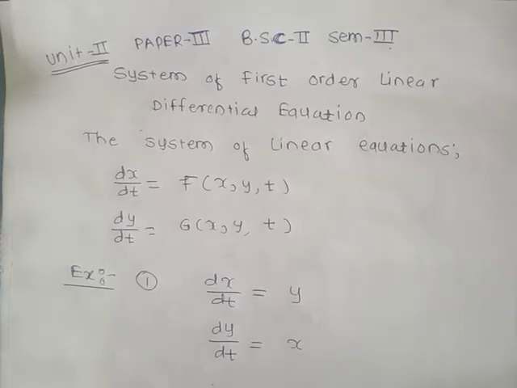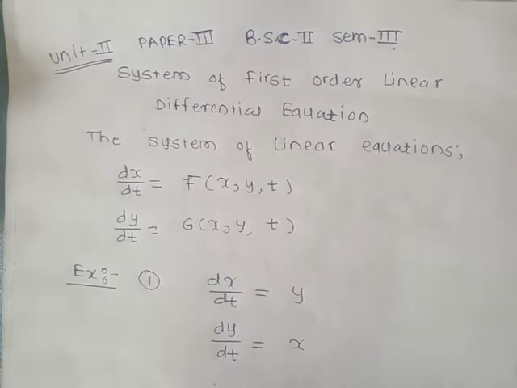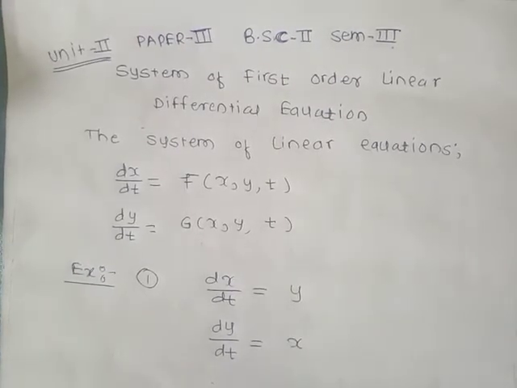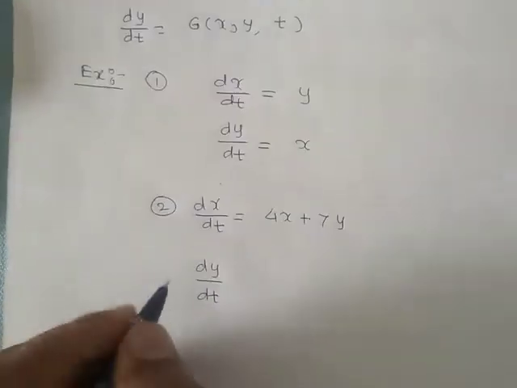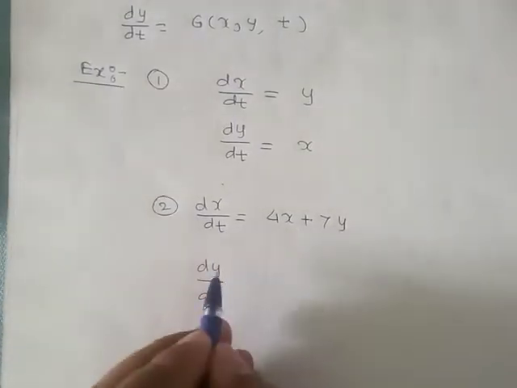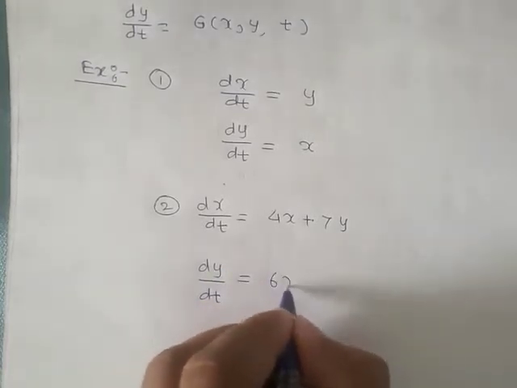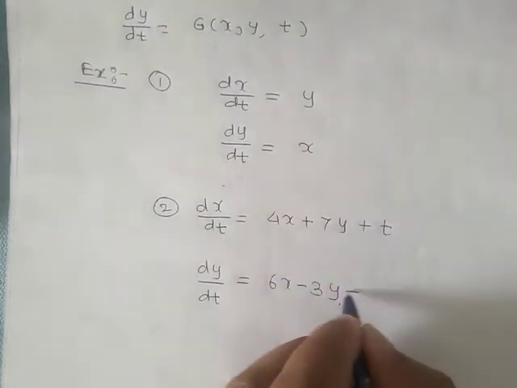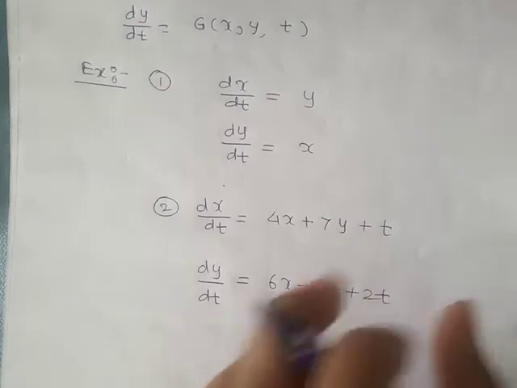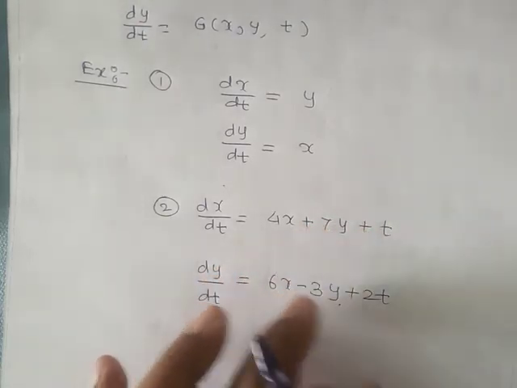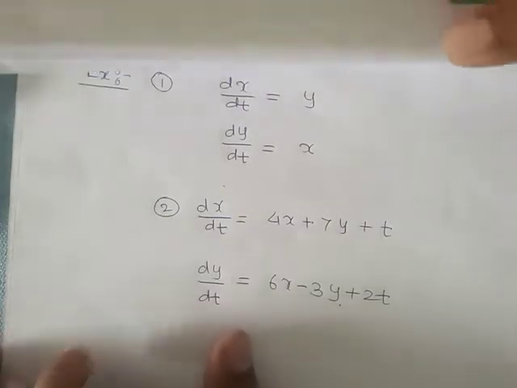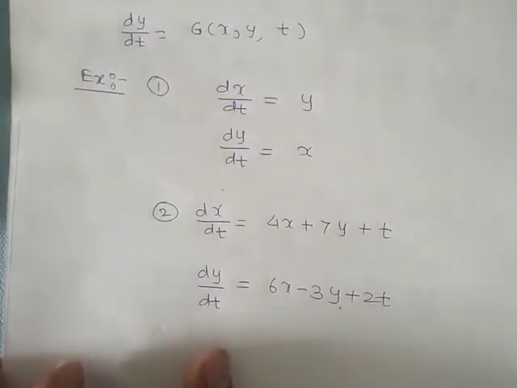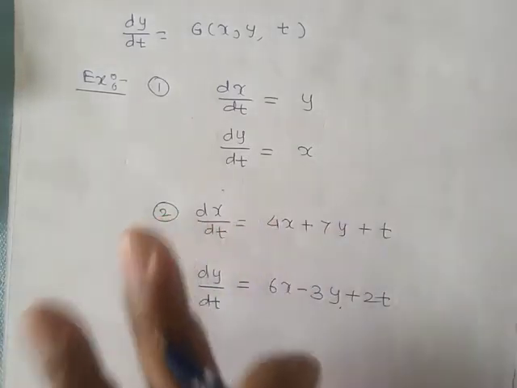dx by dt is equal to 4x plus 7y and dy by dt is equal to 6x minus 3y. Or we can introduce here plus t plus 2t. These are the only functions of x, y and t. So this is another example of a system of first order linear differential equation. Here order is mandatory, that it is a first order and it is a linear differential equation.